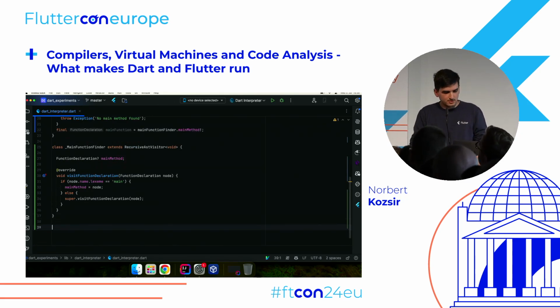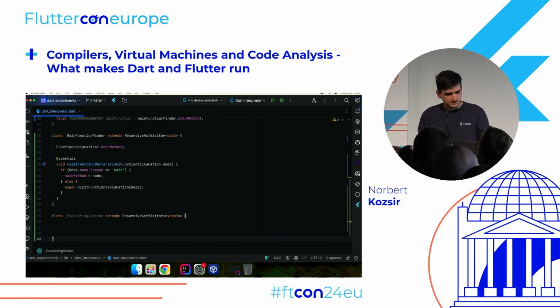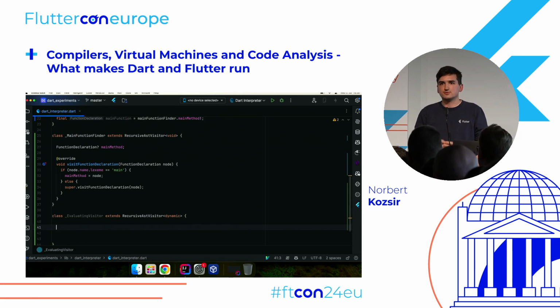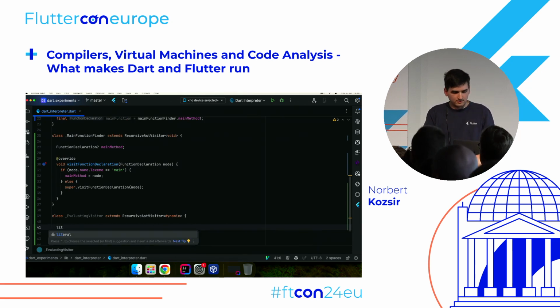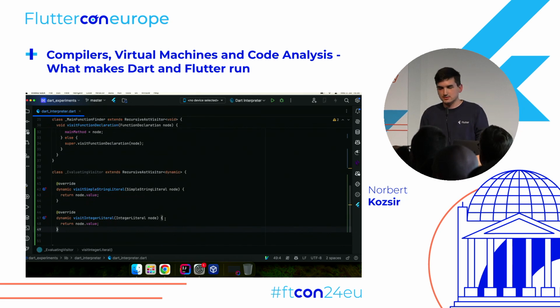For this, we're going to implement another visitor, which we call the evaluating visitor. Again, it's a recursive abstract syntax tree visitor. And let's start with the simple things. If we want to evaluate an integer literal, so the number 42, for example, the result of evaluating that is 42. We can do that for integers and strings, for example. We just evaluate both of those and return the value.